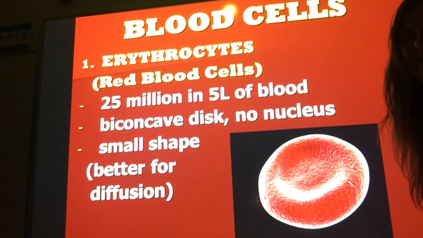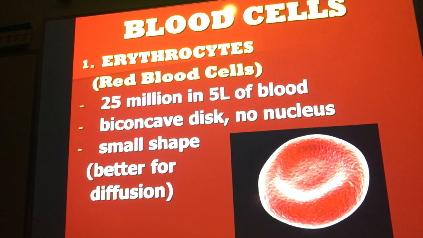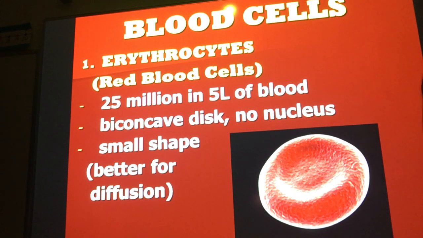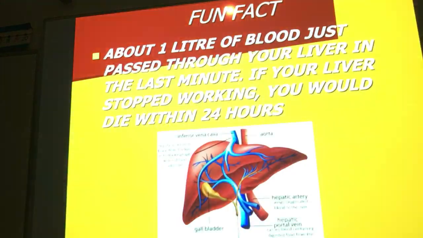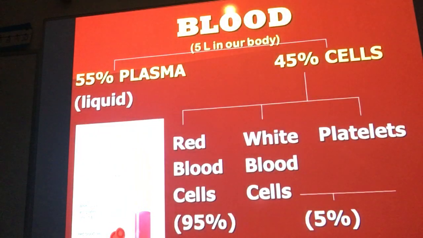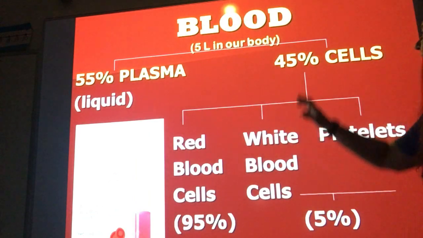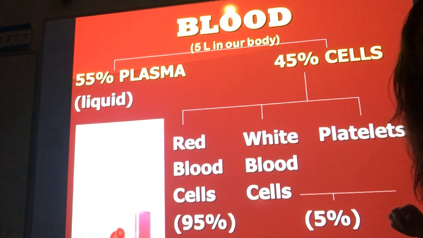So we've already had a video and a lesson on the red blood cells. I'm just going to quickly review what we did last lesson. We studied blood and we learned that in the composition of blood, 55% is plasma, that's the liquid part, and the remaining 45% are blood cells.